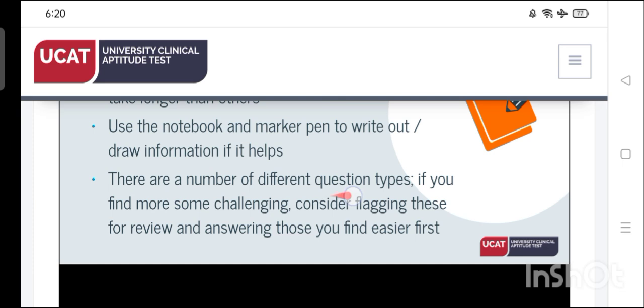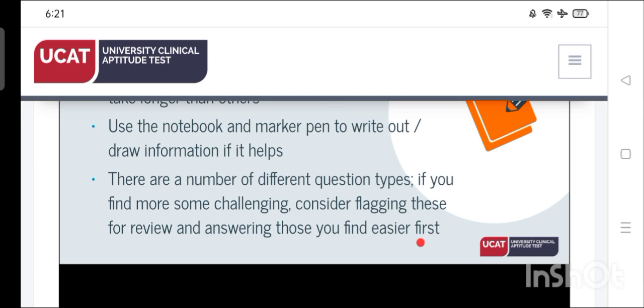So there are a number of different question types. If you find some more challenging, consider flagging these for review, and answering those you find easier first. Okay, now this one is also a strategy to manage your time, and to solve your questions very easily. How are you going to do this?